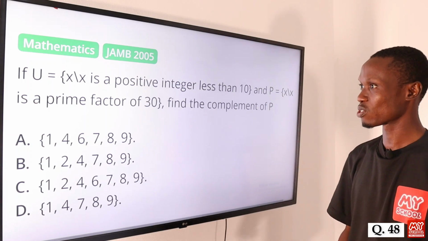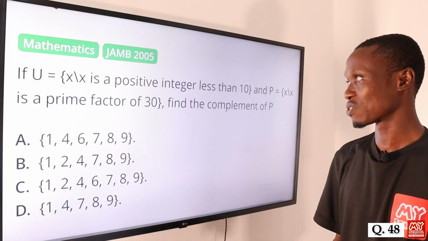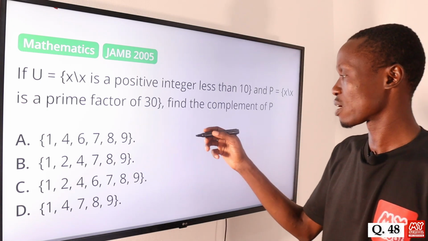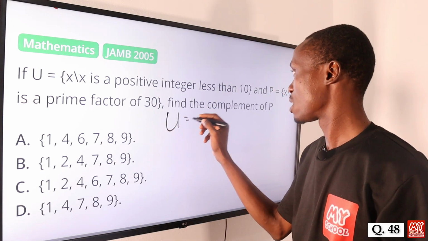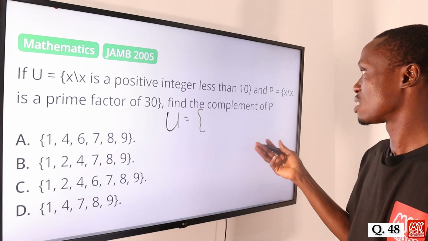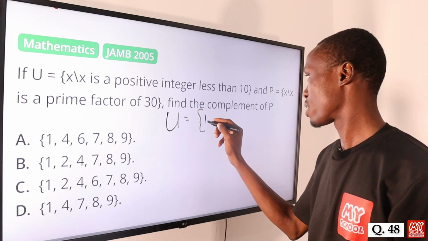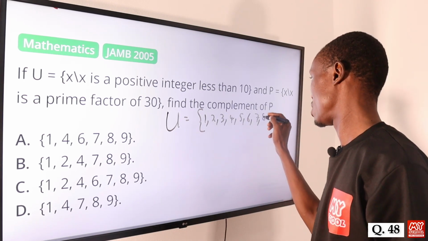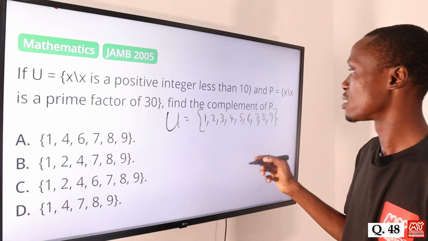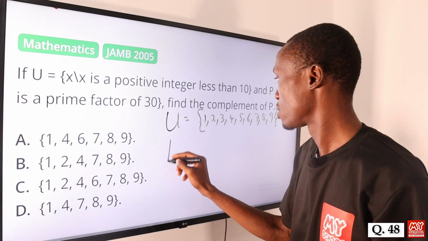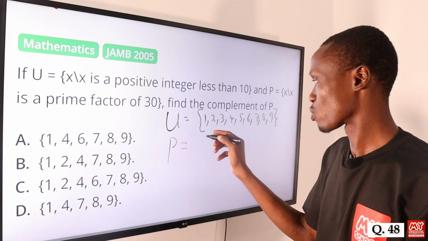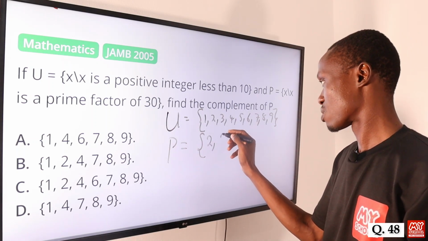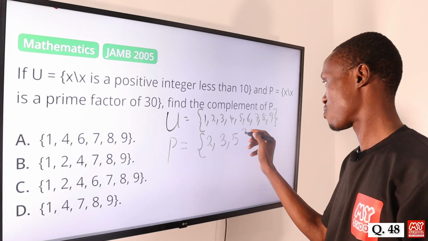P is equal to S such that S is a prime factor of 30, find the complement of P. First of all, let's write out the elements of U. Because they said positive integer less than 10, that will be 1, 2, 3, 4, 5, 6, 7, 8, and 9, since they are less than 10. While P are the prime factors of 30. So the prime factors of 30 are just 2, 3, and 5. So these are the prime factors of 30.